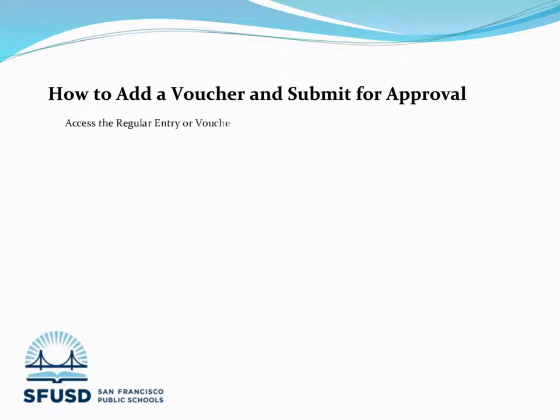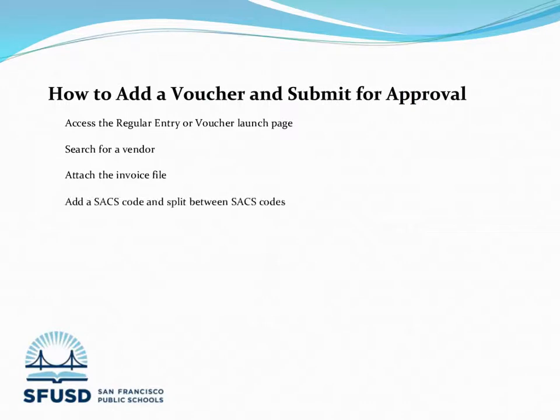In this video you will learn how to access the regular entry or voucher launch page. Search for a vendor. Attach the invoice file. Add a SAX code and split between SAX codes. Save the voucher. Run a budget check. Submit the voucher for approval. And then view a printable voucher. This demonstration uses the web browser Internet Explorer version 9 and PeopleSoft Financials version 9.1.